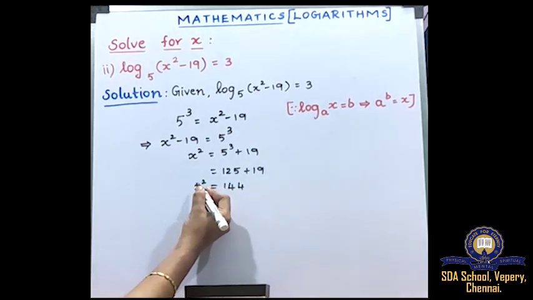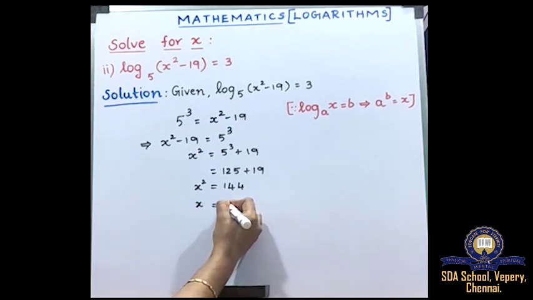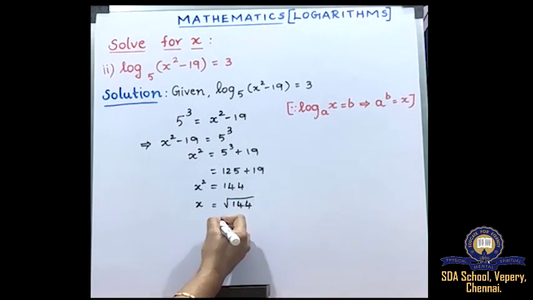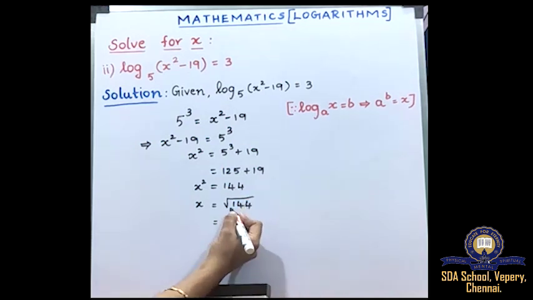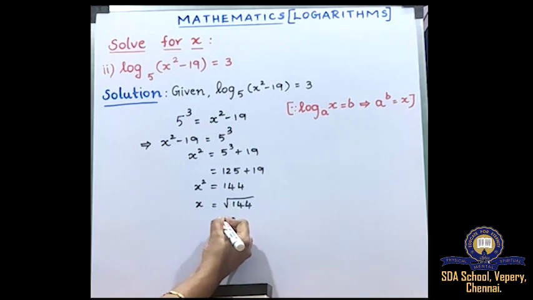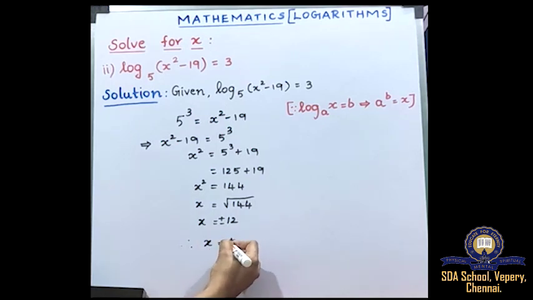Now taking square root on both sides, you will get x equals root of 144, right? Since we know square root of 144 is 12, since 12 into 12 is 144. Since we are taking square root, the answer is plus or minus 12. Okay? Therefore, we have found the x value to be plus or minus 12.